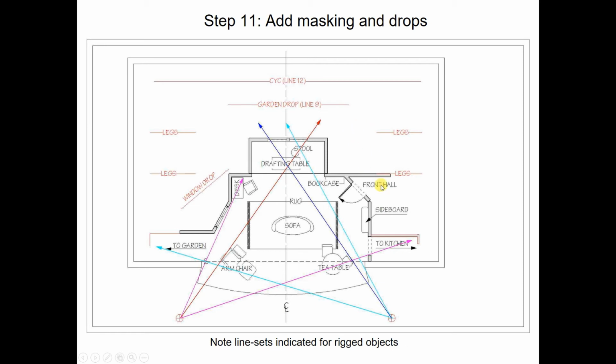So you're going to have to think about, am I bringing in soft goods? Am I designing some kind of masking that's part of the set? Do I have a tab over here? Do I have something that's covering up those sight lines?